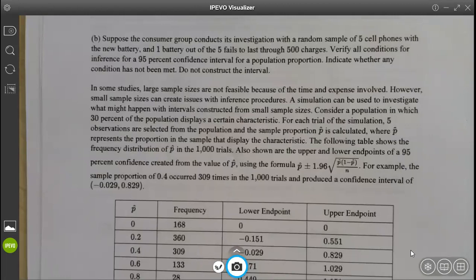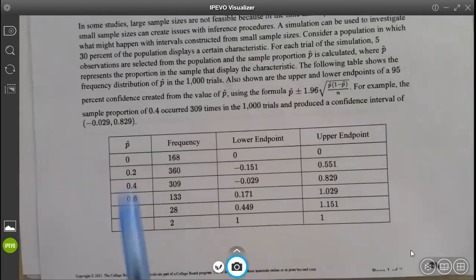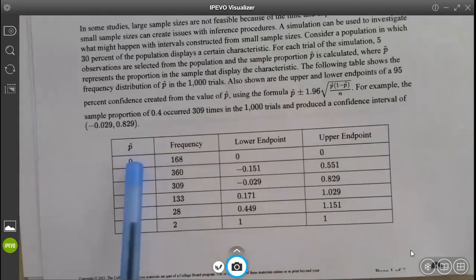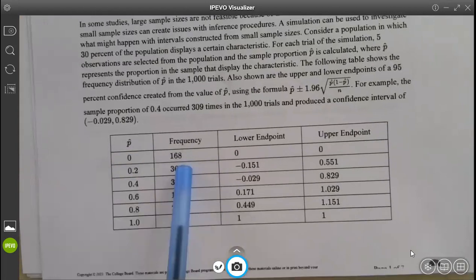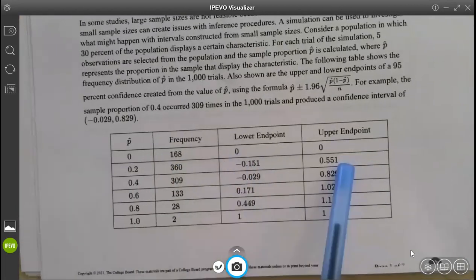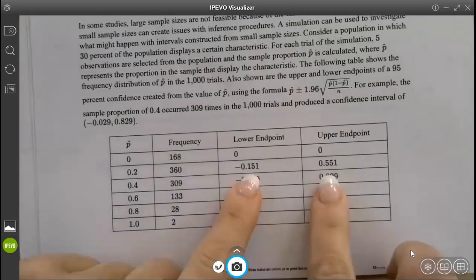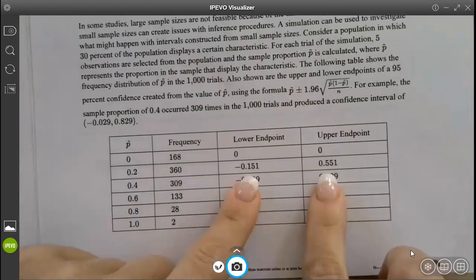You already know that formula. For example, the sample p hat of 0.4 occurred 309 times in the 1,000 trials. So if you have a p hat or a proportion of 0, that happened 168 times, and your confidence interval would be 0 to 0. That's what it's saying, okay? 0.2 happened 360 times. This is your interval. So everybody got it? So if you didn't quite know how to read that, that's how you read it, all right?